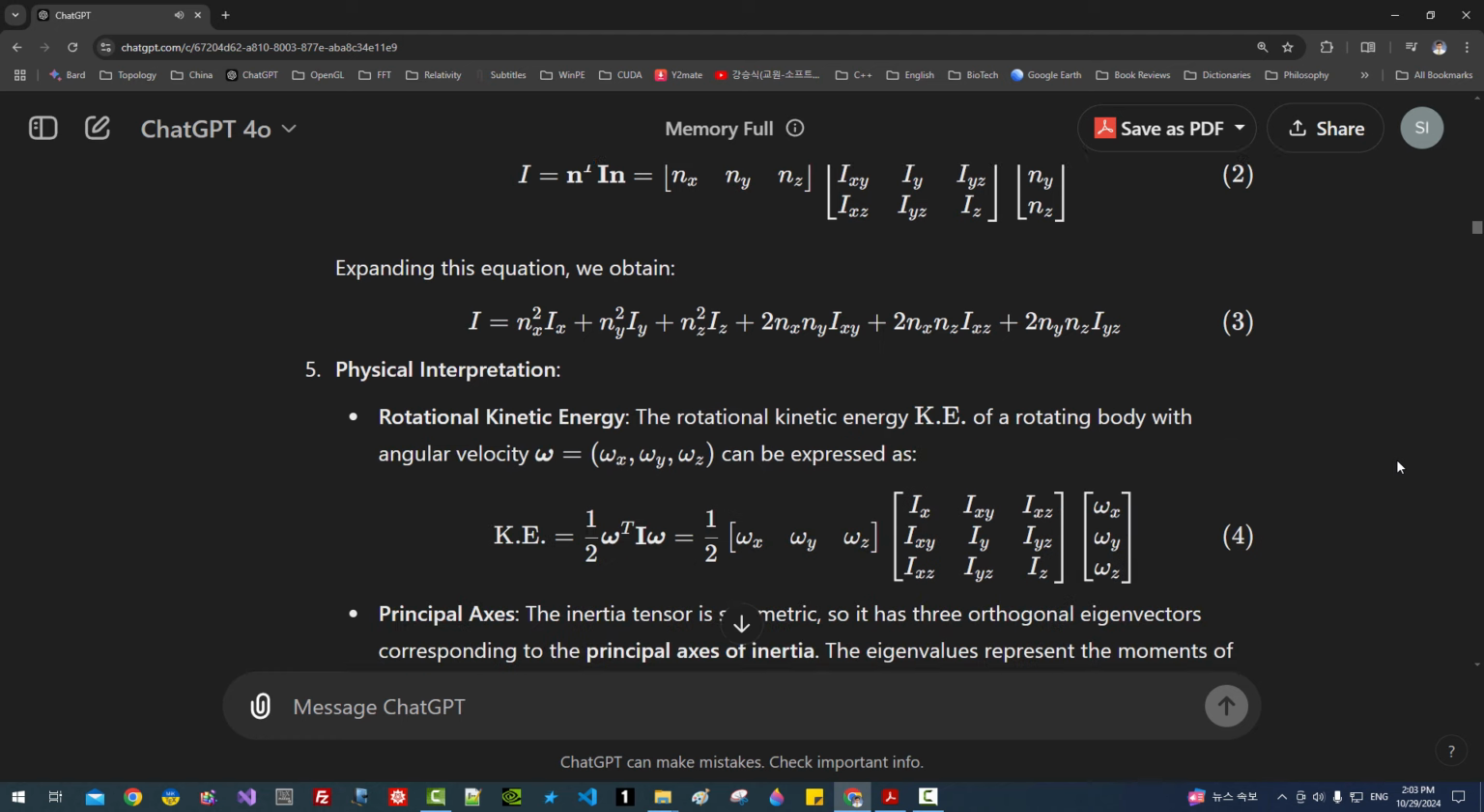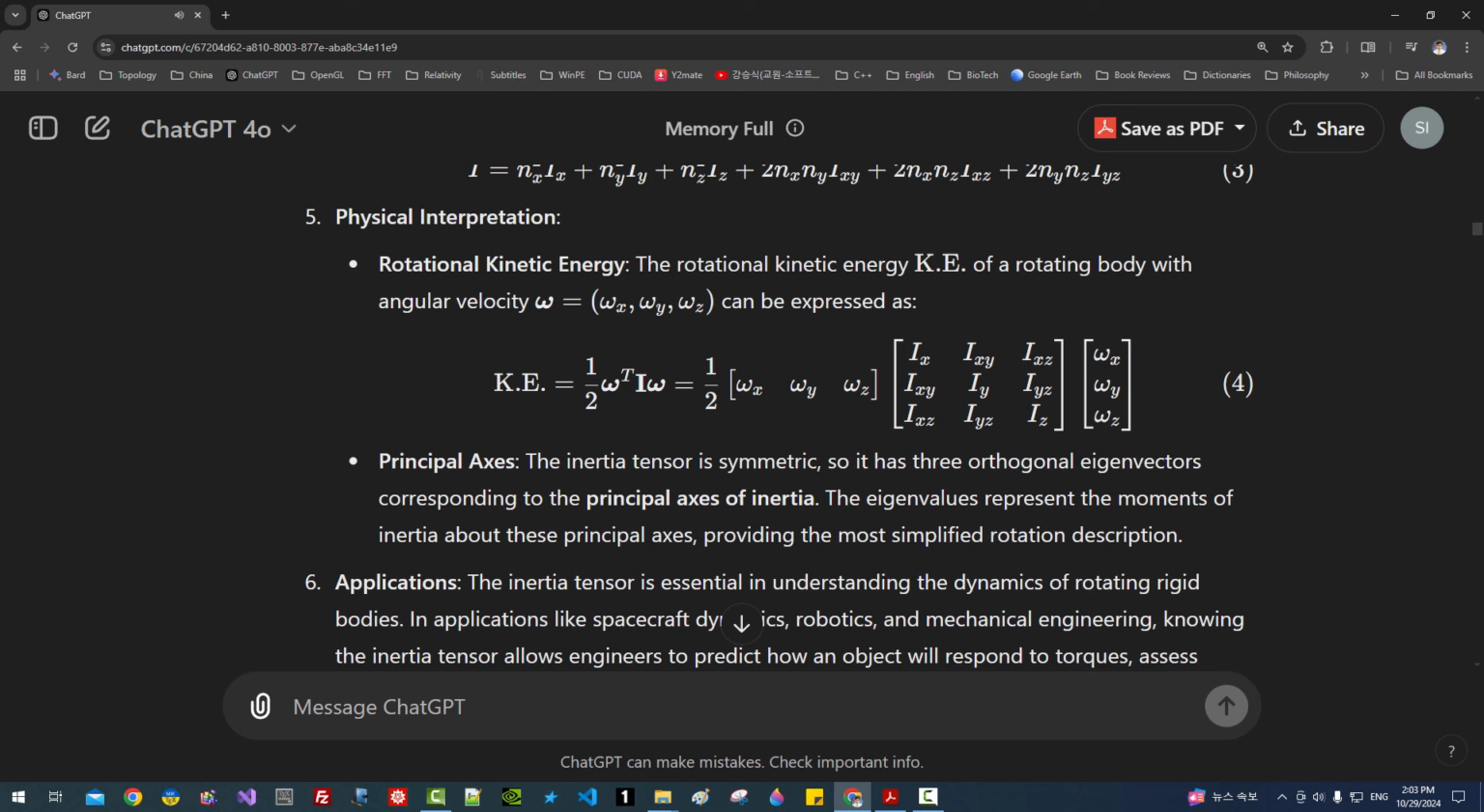5. Physical interpretation. Rotational kinetic energy. The rotational kinetic energy, KE, of a rotating body with angular velocity omega equals (omega x, omega y, omega z) can be expressed as KE equals one half omega transpose times the inertia tensor times omega, written out with the full matrix of Ix, Ixy, Ixz, and so on.